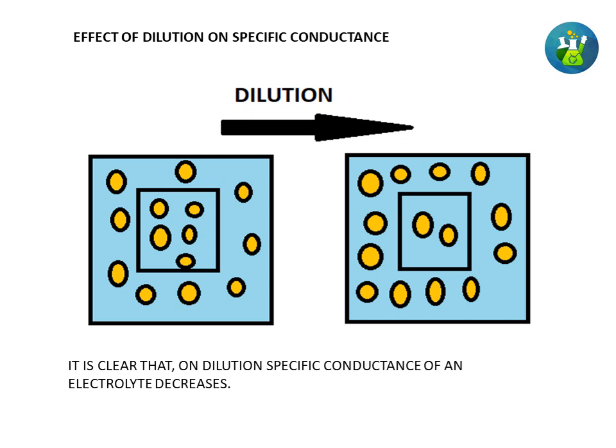So how many ions are there in this small square portion? 2 plus 3, 5 ions are there at the start. But when we add water, on dilution, what happens? The number of ions present in the small square portion decreases. That means 3 ions will jump away from the small square.